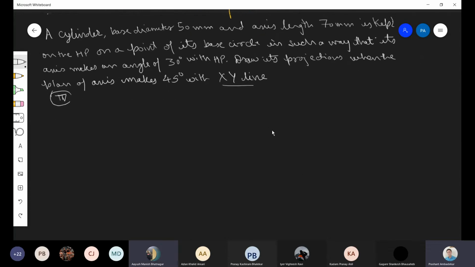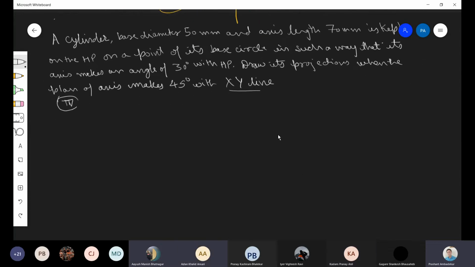Sir, front view will be a circle, right? Front view will be rectangle. Front view circle and top view rectangle. Front view rectangle, top view circle. Top view circle. फ्रंट व्यू रेक्टेंगल आएगा, टॉप व्यू सर्कल आएगा. और बाकी स्टूडेंट्स भी बोलो. Sir, front view rectangle, top view circle. Okay, is there anyone who wants to say front view circle, top view rectangle? No, sir. Okay, so all of you have understood front view will be a rectangle, top view will be circle.